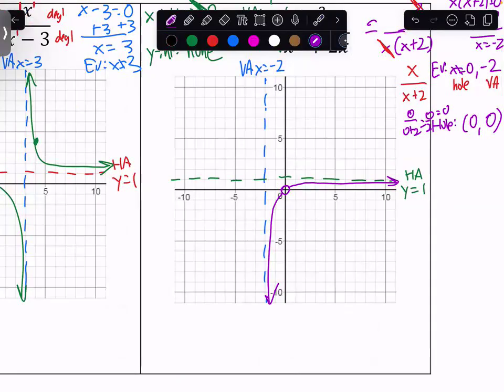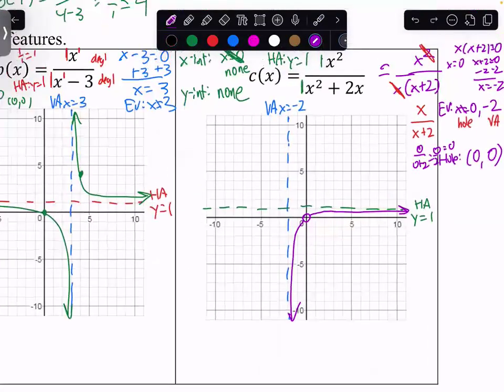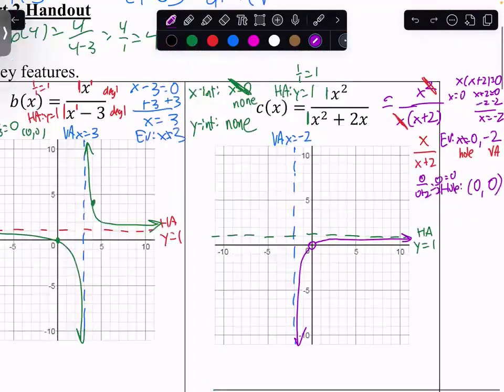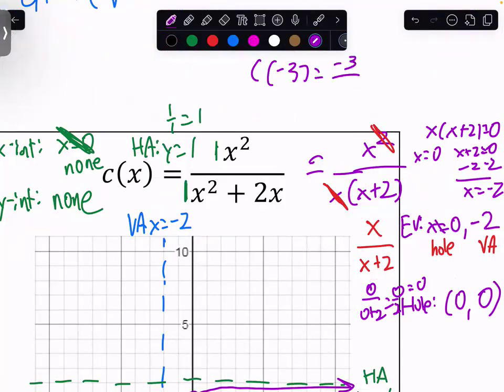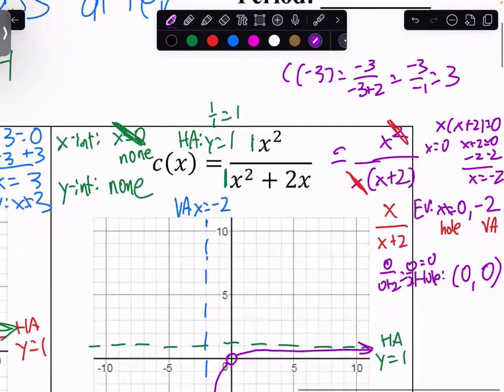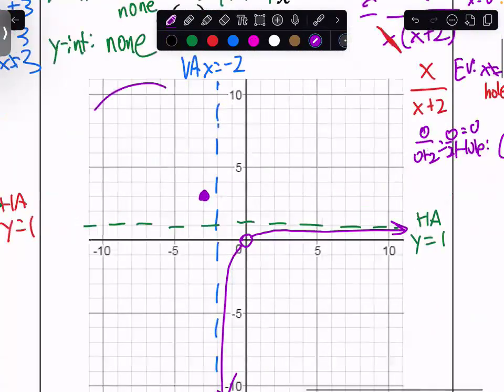And then we do need to figure out what happens on this side. To the left of -2 is -3, so I'll plug -3 into the simplified form. When x is -3, y is +3. So knowing that we have a point here means that the curve is in the upper left quadrant.